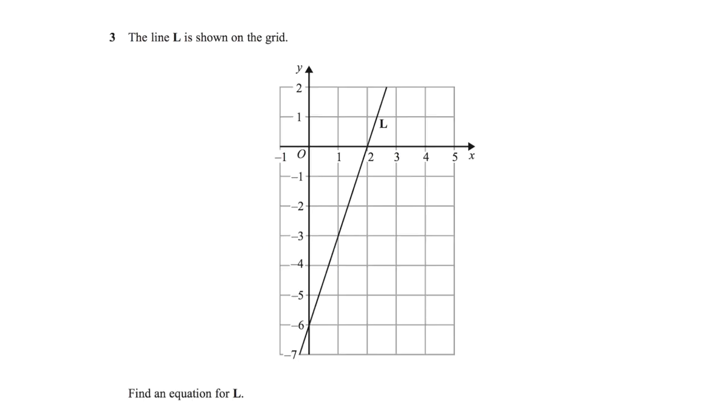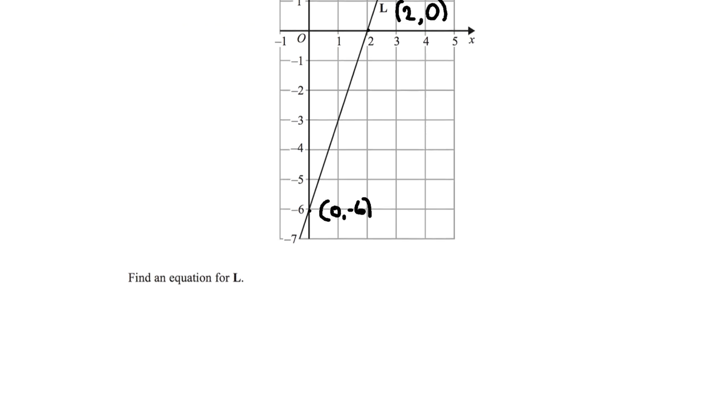Question 3. The line L is shown on the grid. Find an equation for L. So the first thing I need to do is select 2 points on the graph. I'm going to select this point over here, which is 2, 0, and this point over here, which is 0 and minus 6.